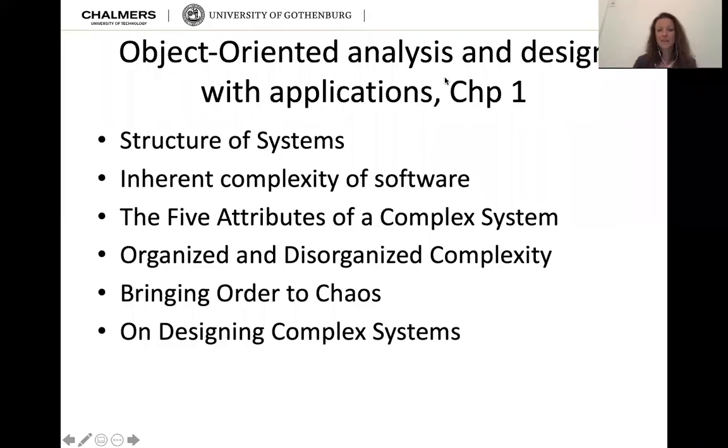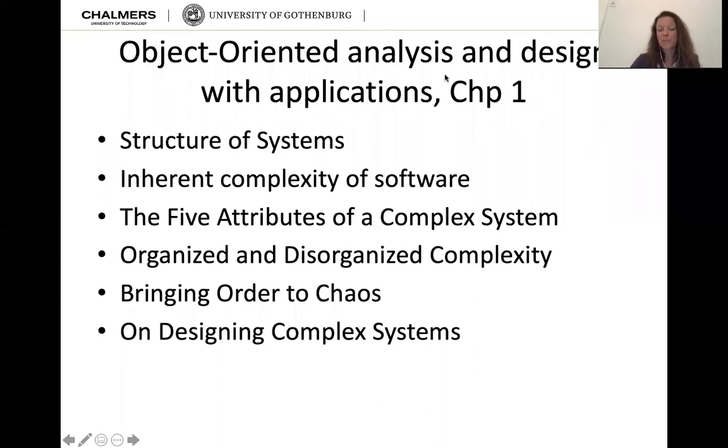It is hierarchy, structured hierarchy, then separation of concerns, primitives, relative primitives, common patterns, and stable intermediate form. With those five, he says, well, how can we now talk about organized and disorganized complexity? And how can we bring order to the chaos? Well, for that, we use modeling paradigms.